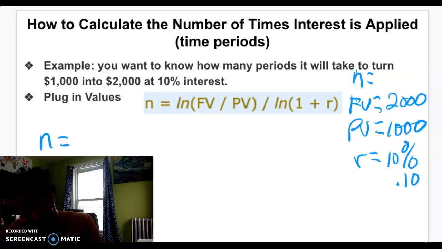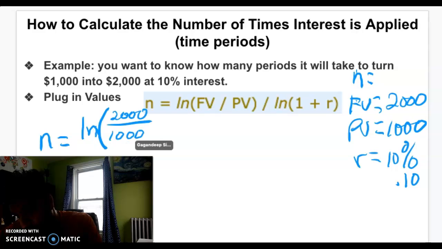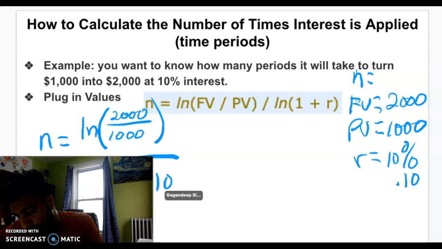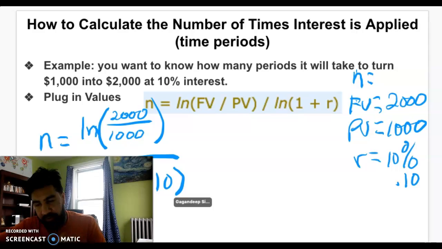There we go. Okay. So I got ln. Future value divided by, remember, I'm multiplying ln by this, future value divided by present value. So 2,000 divided by 1,000. And we're dividing all that by our ln of 1 plus r. What is r? 0.10. So you see how that goes.